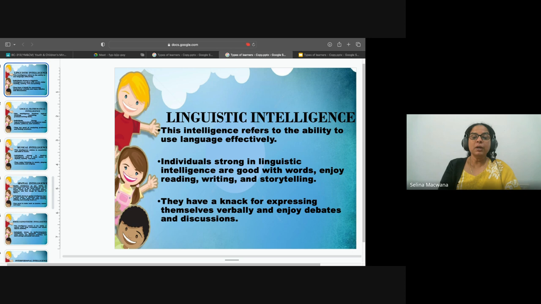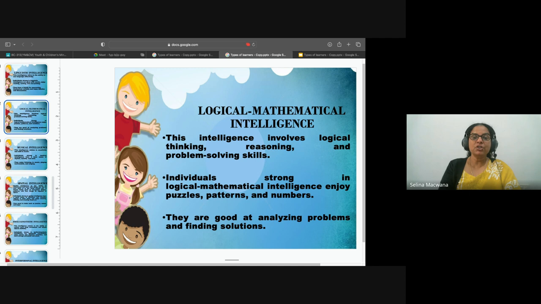Okay, the next one is logical and mathematical intelligence. So what do you understand by logical and mathematical intelligence? Problem solving. Okay, when we talk about logical and mathematical intelligence, what are we talking about? Even as we are talking about these five senses of learning, which we just looked at, and these various eight intelligences, we need to remember this is not just limited to children, it also involves us.